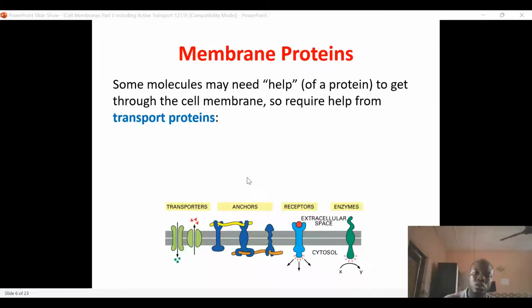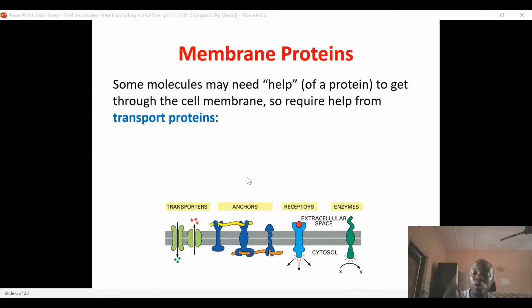So, ladies and gentlemen, there are membrane proteins that are needed to help molecules get into the cell. And what are the examples of these membrane proteins? We have transporter proteins, anchors, receptors, and enzymes. And sometimes you also need this enzyme.